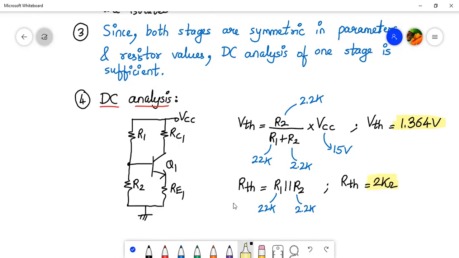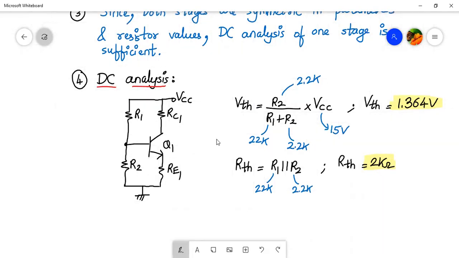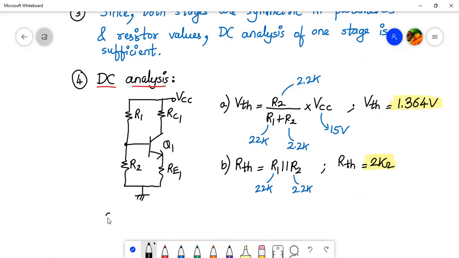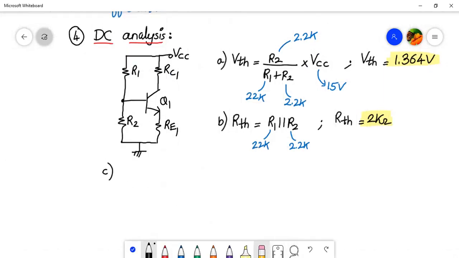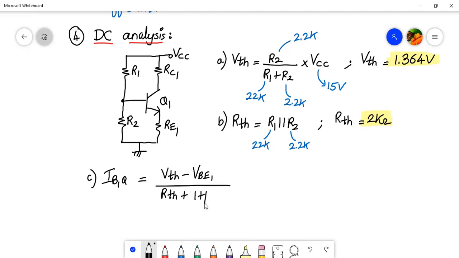Let me mark over here, steps A, B, and C. Now, once we know the values of RTH and VTH, we have to find the value of IBQ. So let me do that. The next step is IB1Q, because it is the first stage. It will be given by VTH minus VB1 divided by RTH plus (1 plus beta 1) times RE1.